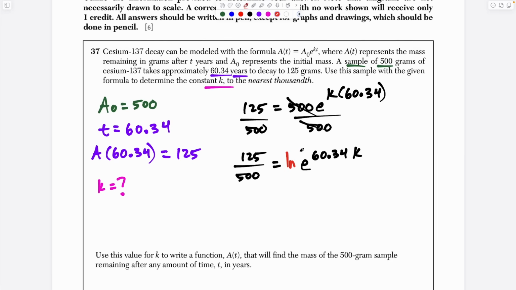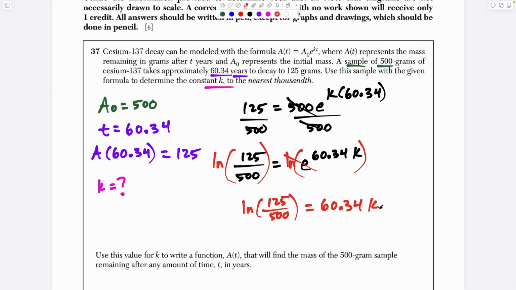I'm going to take the natural log of this side, and I'm going to take the natural log of this side. In the next line, we're going to have the natural log of 125 over 500 equals, and now the natural log and e basically just cancel out, and we're left with 60.34 times k. To solve for k, we just divide both sides by 60.34. And then from here, we're going to get our k value. So k equals, and we'll just type this in the calculator.